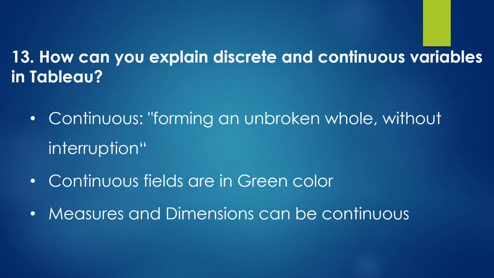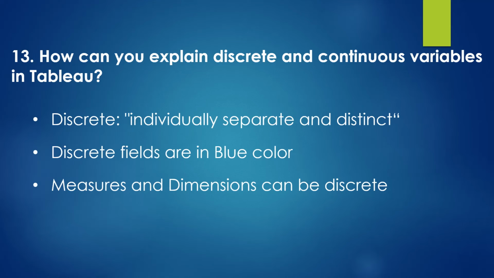The 13th question is, how can you explain discrete and continuous variables in Tableau? Continuous means forming an unbroken whole without interruption, and continuous fields are in green color. So if you see the fields in green color, it means that they are continuous, and both the measures and the dimensions can be continuous. Whereas discrete fields are individually separated and distinct, and they are presented in blue color, and both measures and dimensions can be discrete.